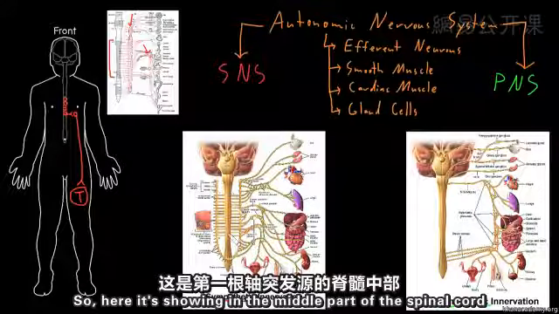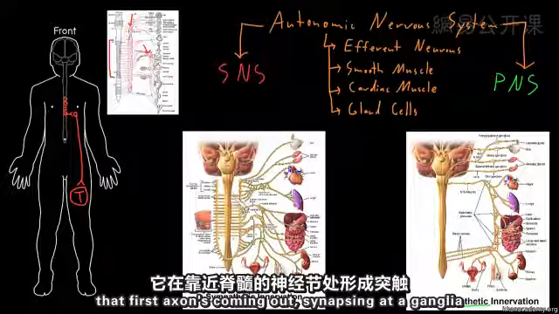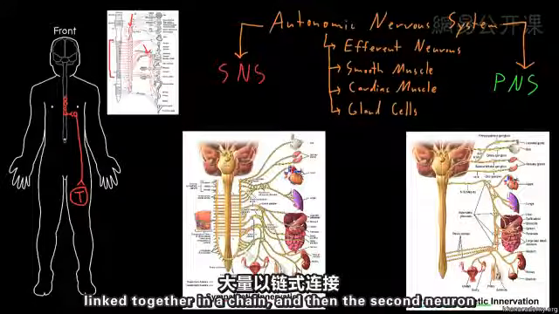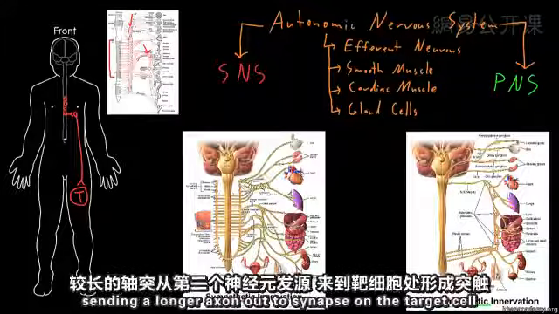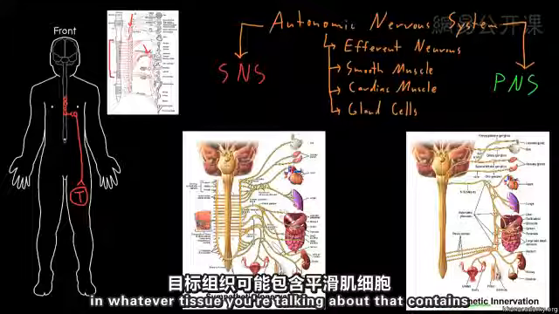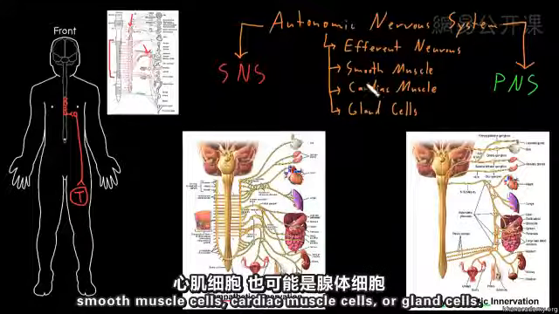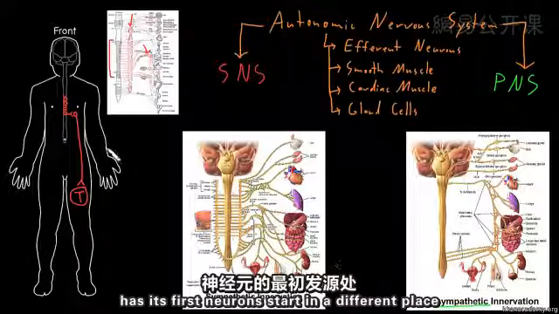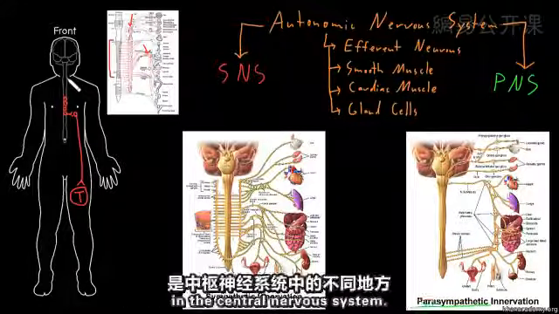And here's just a different illustration of the same thing. So here it's showing in the middle part of the spinal cord that first axon's coming out, synapsing in a ganglia close to the spine, with a lot of these ganglia linked together in a chain. And then the second neuron sending a longer axon out to synapse on the target cell in whatever tissue you're talking about that contains smooth muscle cells, cardiac muscle cells, or gland cells. Now, the parasympathetic nervous system has its first neurons start in a different place in the central nervous system.